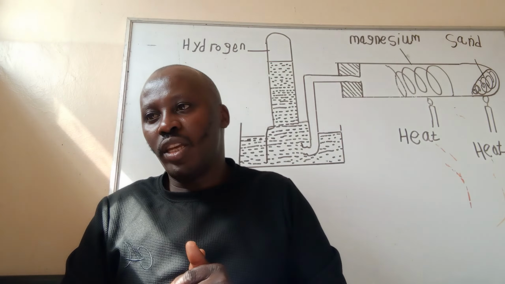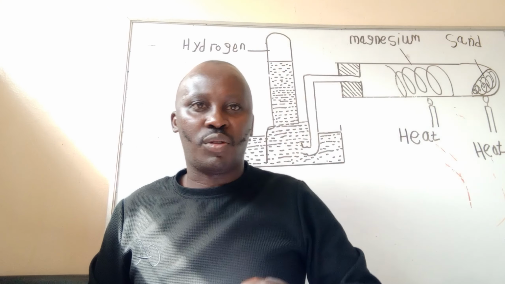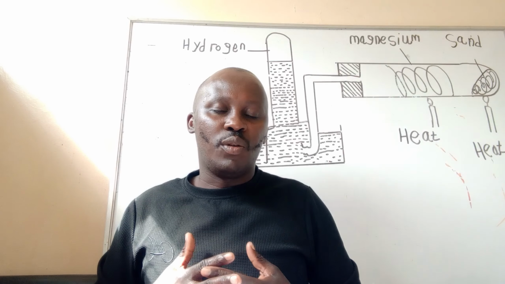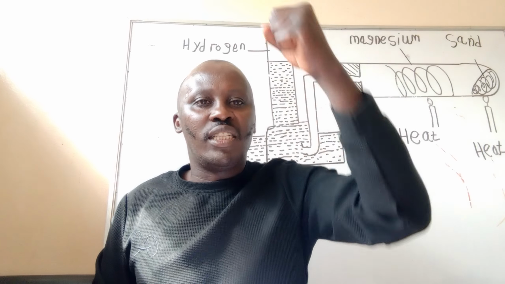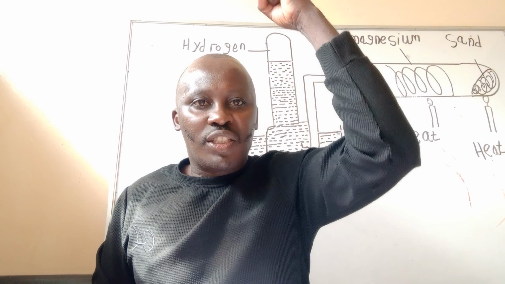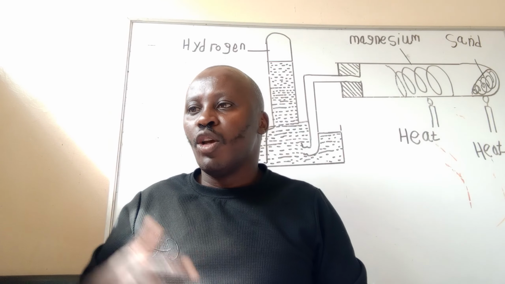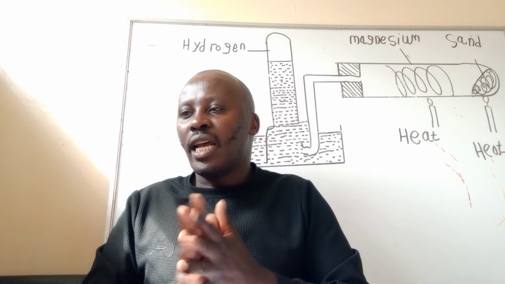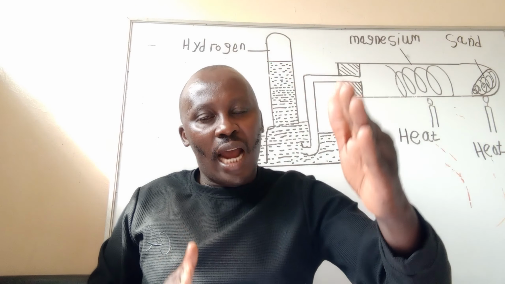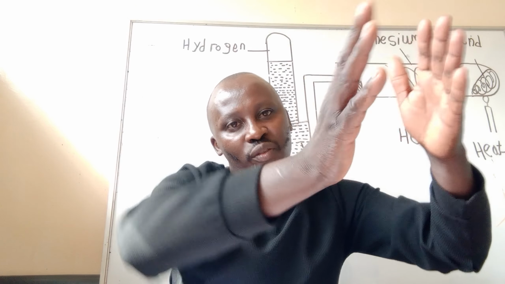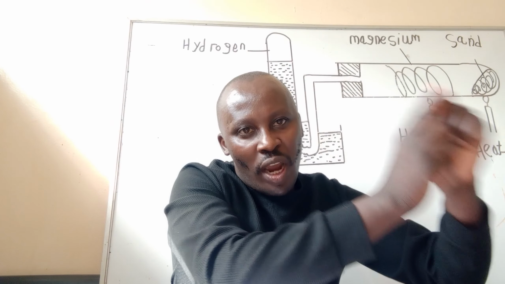Suppose now in place of that magnesium ribbon, we are using iron metal. What is the likely observation you are supposed to make? When iron metal is used, there is a formation of a black solid of iron(II) oxide. If you are using zinc or magnesium, there is a formation of a white solid.